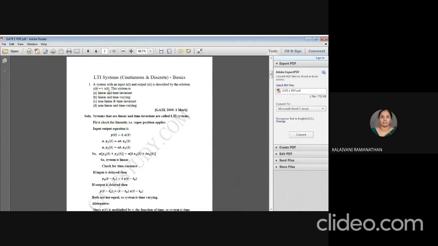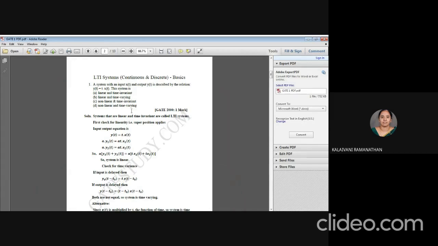So first question is, a system with an input x of t and output y of t is described by the relation y of t equal to t x of t. This system is, they are provided with 4 choices. We have to choose one from those choices. First option is linear and time invariant system. Second option is linear and time varying. Third option is non-linear and time invariant. Fourth option is non-linear and time varying system.